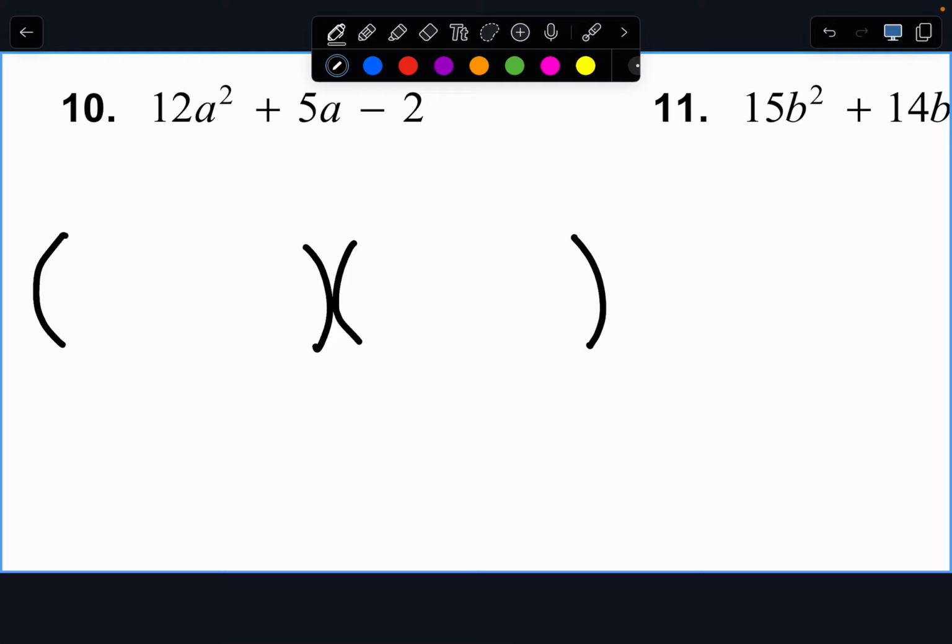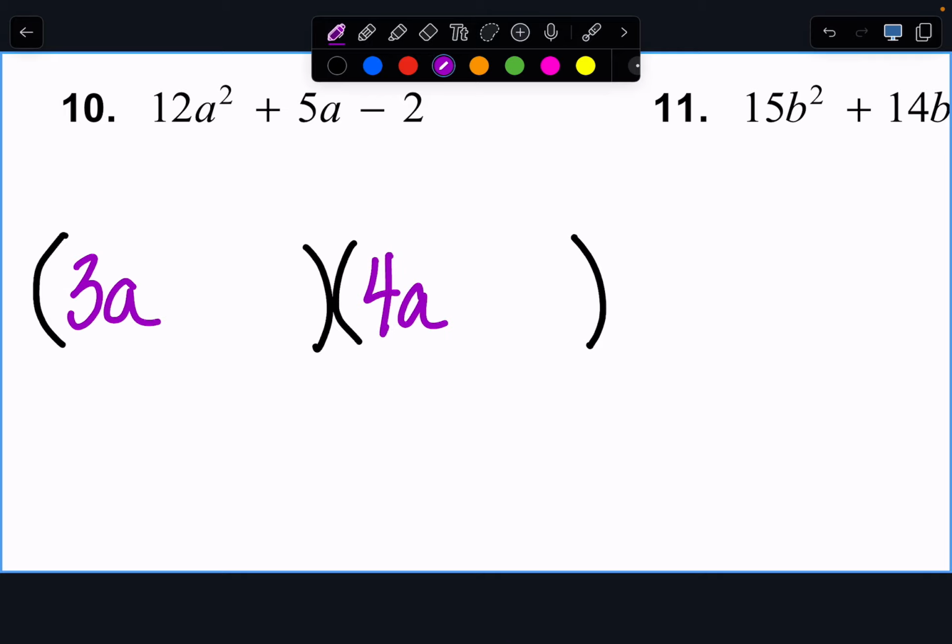There are 3 different choices we have for 12a squared. What is my advice to you? Where should you start? Closest together. So if I have 1 times 12, 2 times 6, and 3 times 4, which one should we try first? Let's try 3 times 4 first.